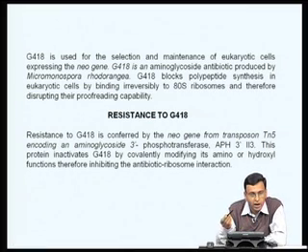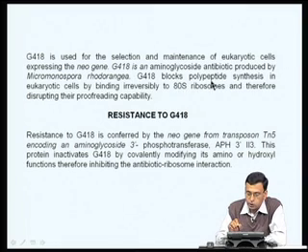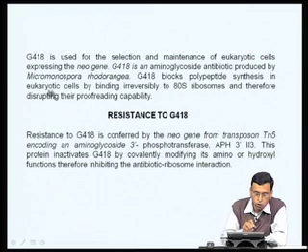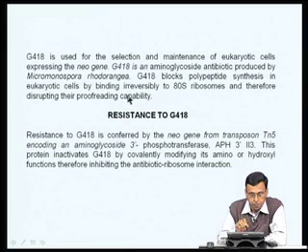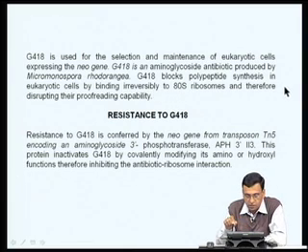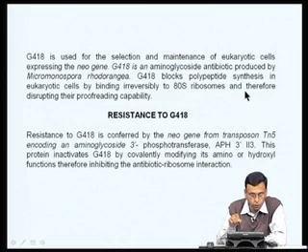Now what is G418? G418 is an aminoglycoside antibiotic produced by Micromonospora rhodorangea. G418 blocks polypeptide synthesis in eukaryotic cells by binding irreversibly to the 80S ribosomes and therefore disrupting their proofreading capability. So this is the mechanism by which it kills cells lacking the neomycin resistance gene.